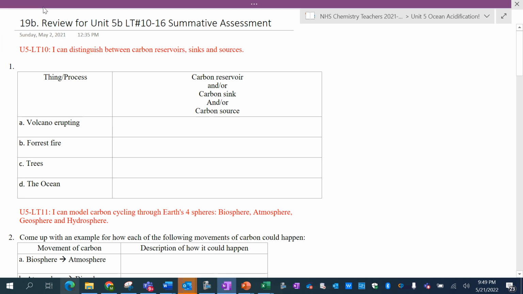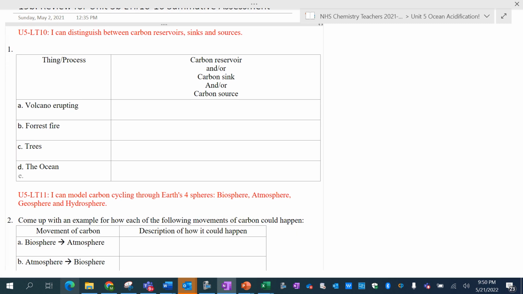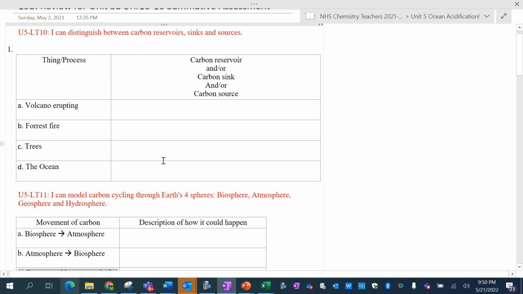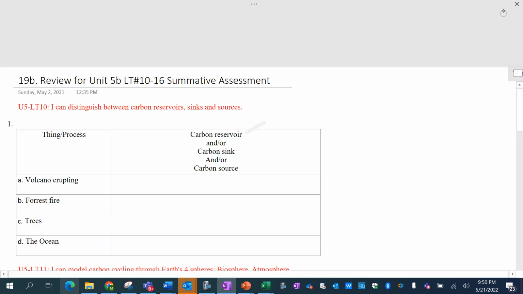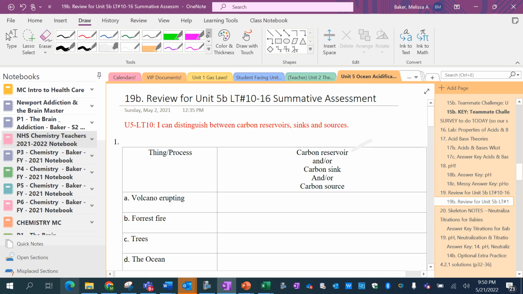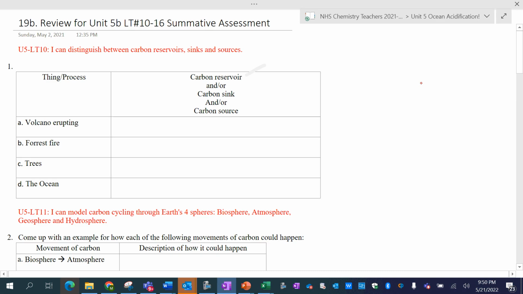All right, let's take a look at the review for the Unit 5B, Chemistry in the Ocean, Learning Targets 10 through 16 practice. So first we need to label these things as a carbon reservoir, a carbon sink, or a carbon source. And so I think what would be best would be to first define each of these. So a carbon reservoir is something that holds a lot of carbon, okay? Stores a lot of carbon.